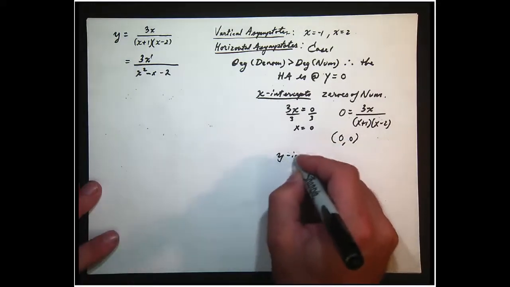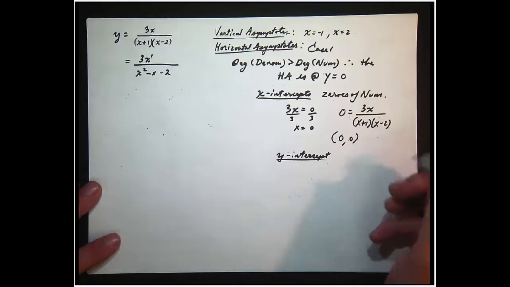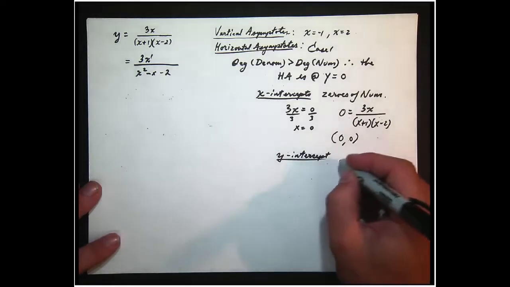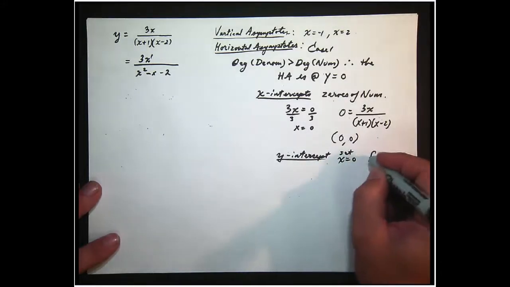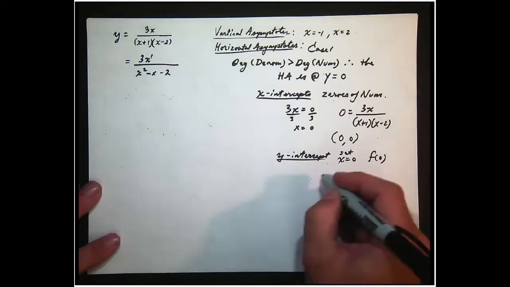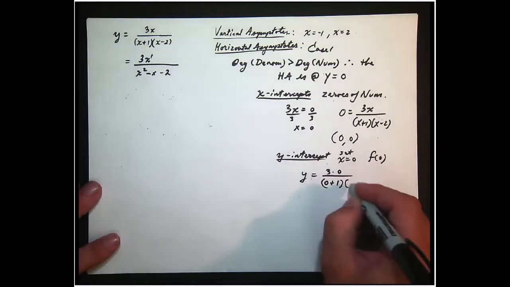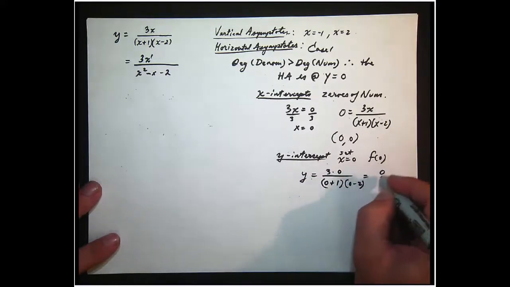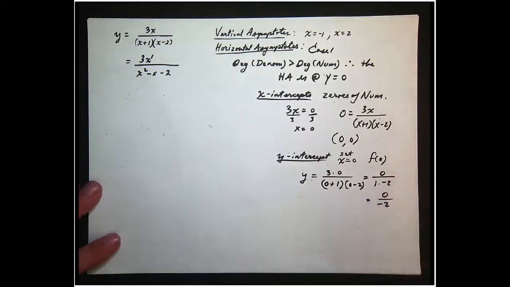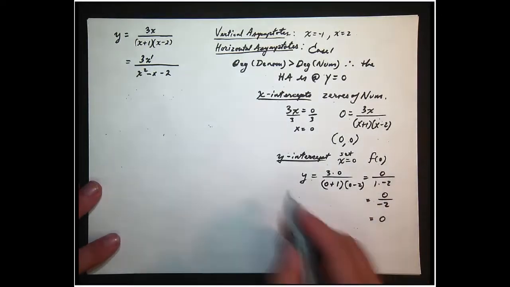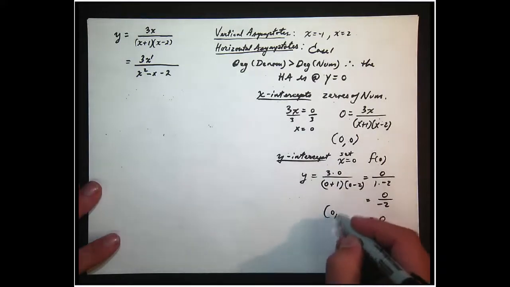That also must be our y-intercept, because a function can never have 2 y-intercepts. But just by way of proof, how do we find a y-intercept? We set x equal to 0. We find f of 0. If I plug in 0 for x, I get 3 times 0 over (0 plus 1) times (0 minus 2). The bottom will be 1 times -2, which is -2, but 0 divided by any number is 0. So the y-intercept is 0, because it goes through the origin.